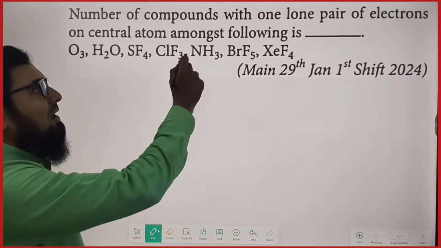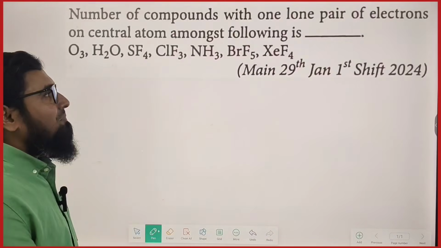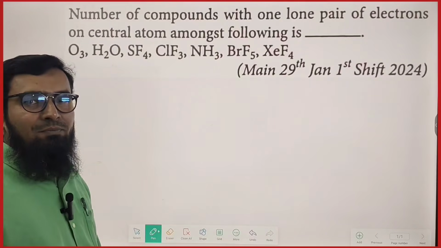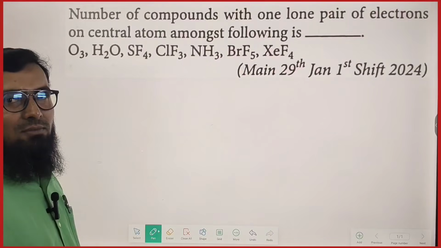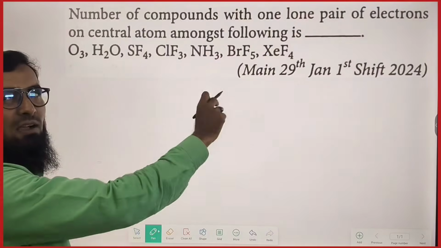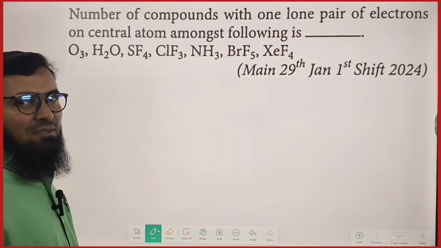The question is: the number of compounds with one lone pair of electrons on the central atom amongst the following is. Here some compounds are given. See how to answer the question to find out the number of lone pairs of electrons. Look at the central atom in these compounds and find out the valence shell electrons in the central atom.